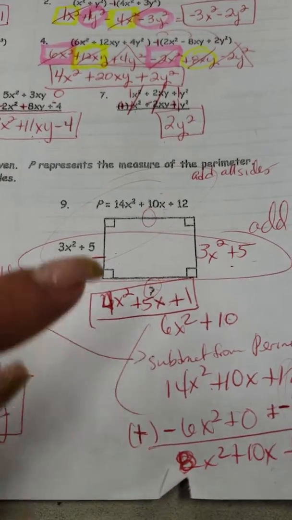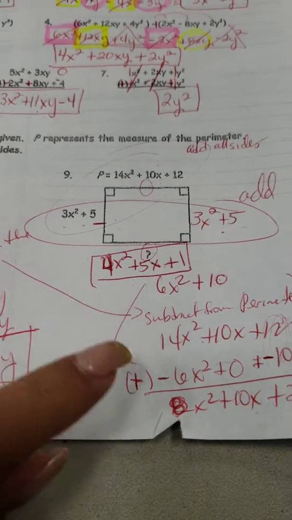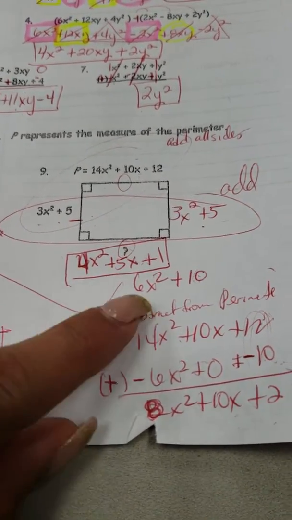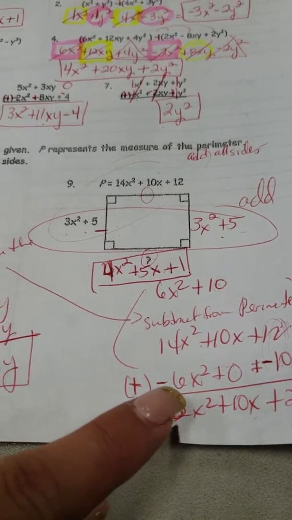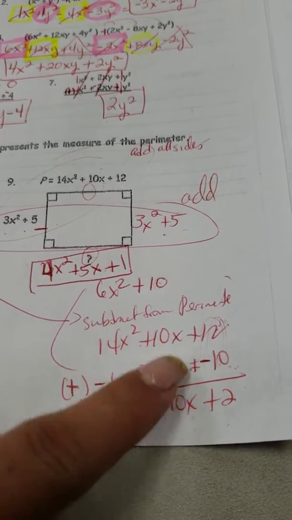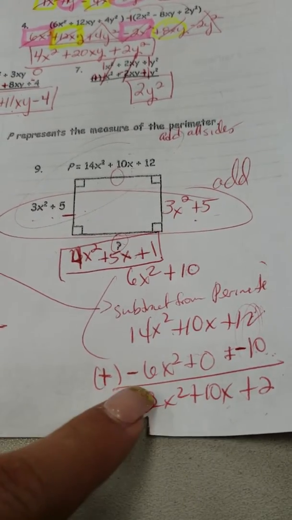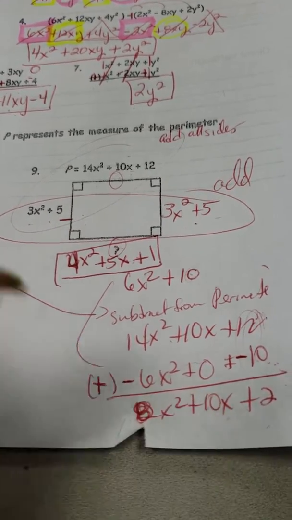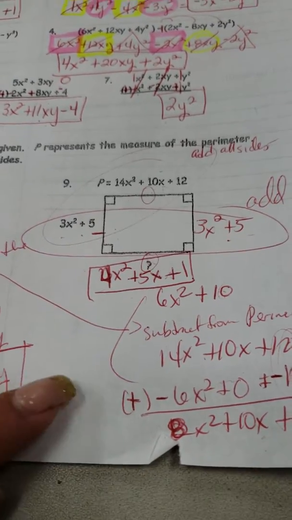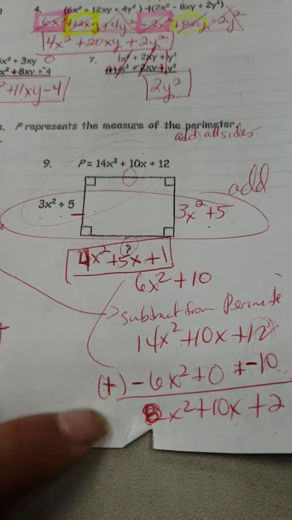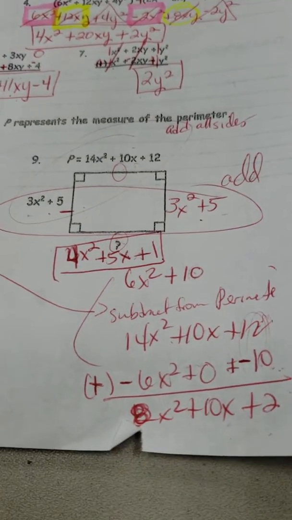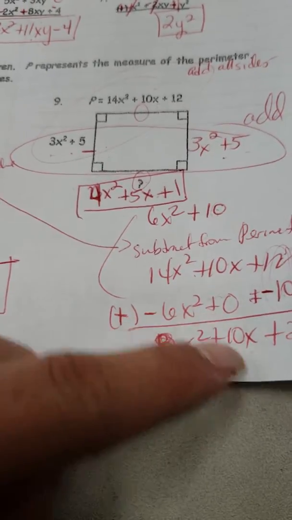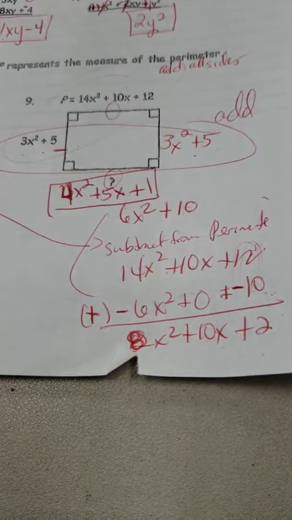Now, we subtract it from the perimeter just like we did over here. This is a perimeter. And when we subtract it, we're going to subtract 6x plus 10, but there is no x term. It's just a 6x squared and a 10. So we leave a gap here and we put a 0, just so we can line them up. It was minus, so we change it to plus and change the signs to the opposite. Then we combine like terms. 14 minus 6 is 8. 10 plus 0 is 10. And 12 minus 10 is 2.